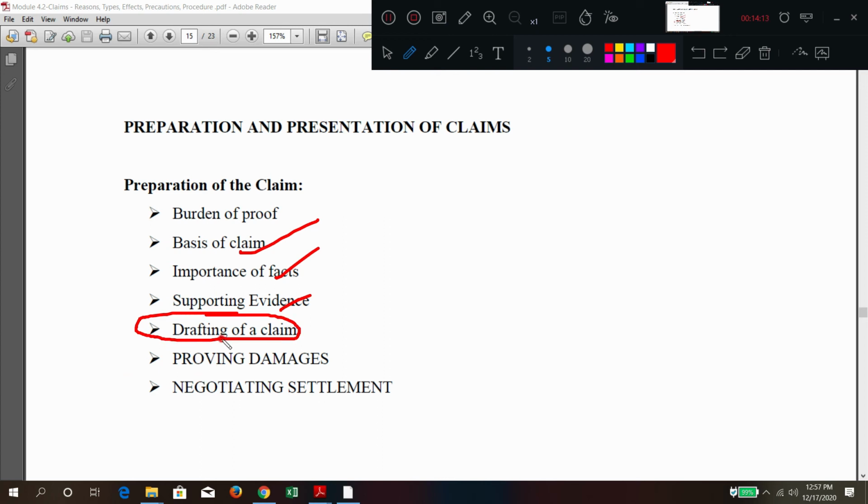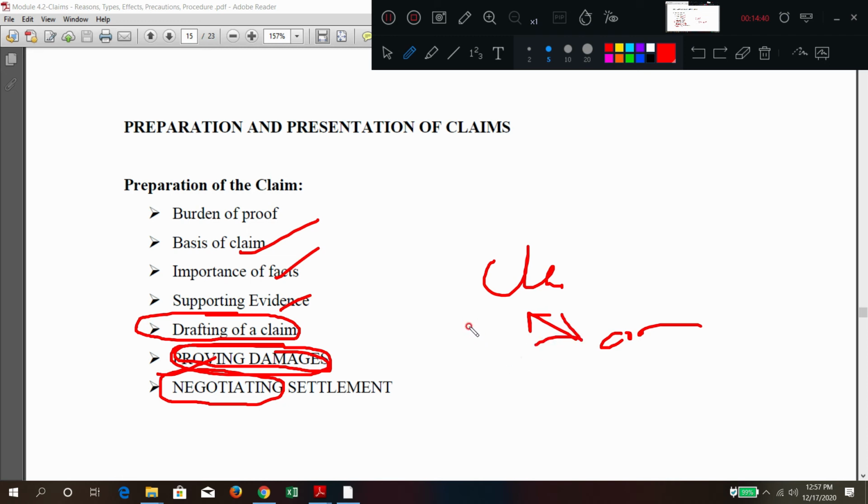Last one, after drafting and submitting, you should prove the damage. How to prove the damage? You should go and sit in the meeting and make the client aware that the damages have already occurred, and after proving, you go for negotiation. Negotiation means adjusting the claims. The client will give some amount, and the contractor has to agree. This process is called negotiation settlement. So this is preparation, submission and settlement. This is called preparation, presentation and settlement.